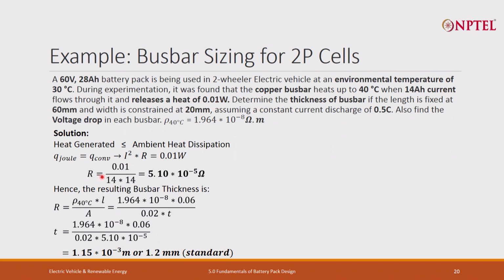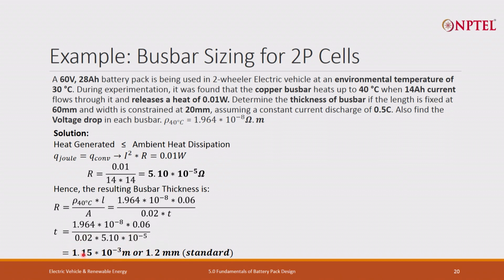So, R is equal to, since the current is given, you find out the resistance, that is nothing but 5.10 into 10 to the power minus 5 ohm. Now, since you know R, R is nothing but resistivity into length divided by cross-sectional area. You know the resistivity, you know the length, and you know the width in the cross-sectional area, but you do not know the thickness. So, you find out the thickness. What is the thickness? 1.15 into 10 to the power minus 3 meter. So, this is the exact value.